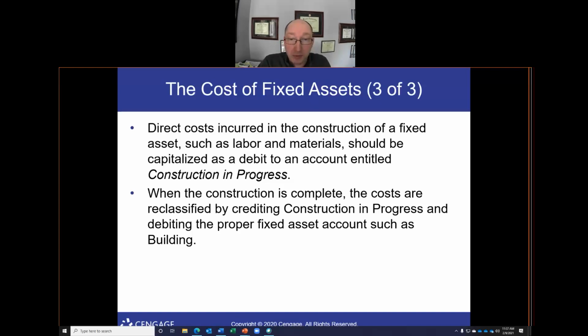When the construction progress is complete, we reclassify those costs by debiting building, and crediting construction in progress. Okay. Construction in progress is one of those temporary accounts that we use temporarily as we're constructing a building. It's like a placeholder on the balance sheet, right?